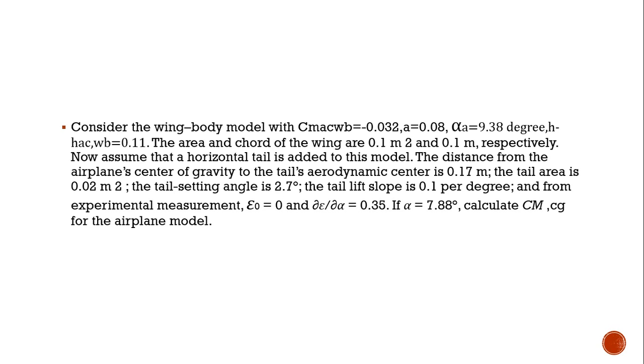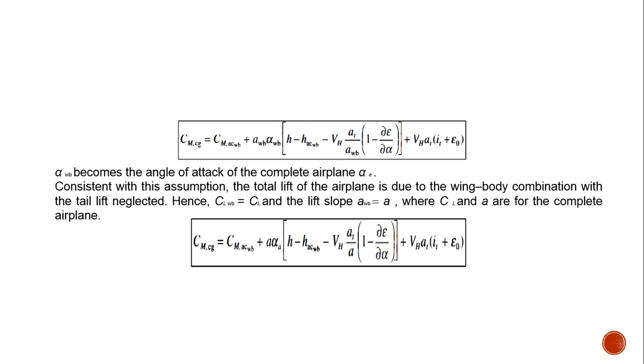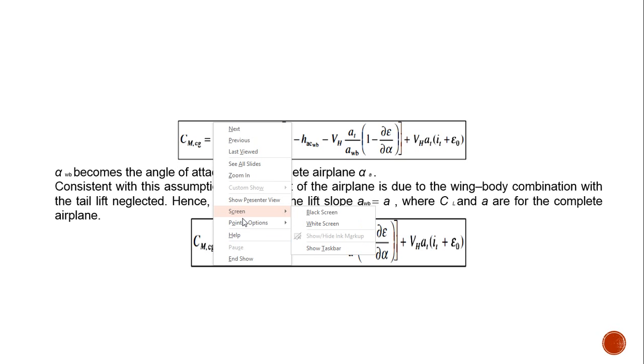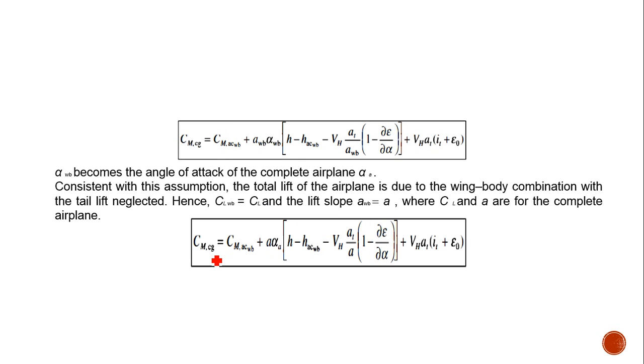So they asked us to find the moment coefficient about the center of gravity. So first we need to know what is the formula for the moment coefficient. So here we have the formula CMCG is equal to CMACWB plus A alpha A into H minus HACWB minus VH into AT divided by A into 1 minus dou epsilon divided by dou alpha plus VH into AT into IT plus epsilon naught.